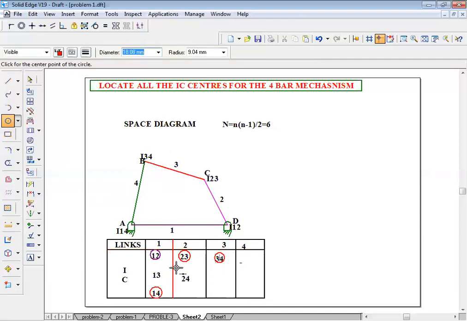Fine. Now the only thing is the rest of the two, I13 and I24. So where is I24? Link number 2 is here, link number 4 is here. So therefore I am not able to locate this, so I'm not going to mark it here. So we need to identify the rest of the two locations of the instant centers. For that I need to draw a circle.